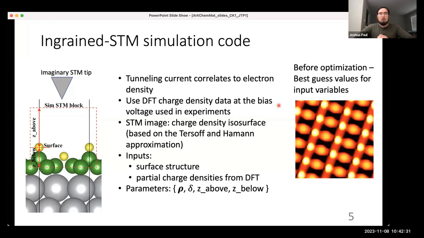The way that we end up using this DFT software in order to match the STM image is by calculating the partial charge density from DFT. Like I mentioned, STM measurements don't calculate exact atomic positions. It calculates the partial density of states of the electrons at a given bias voltage. So for our system, we have our theoretical crystal structure, and we have the surface. We have an imaginary STM tip, and then we have various parameters that are tuned.